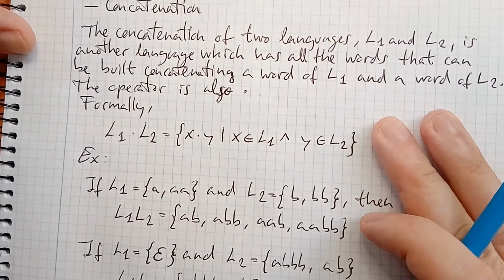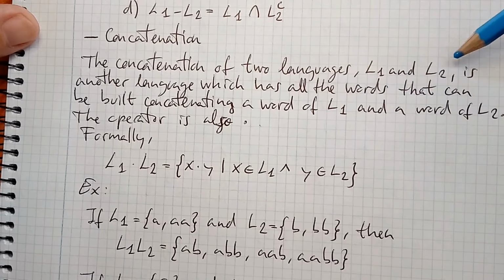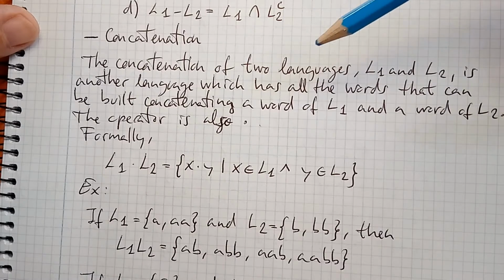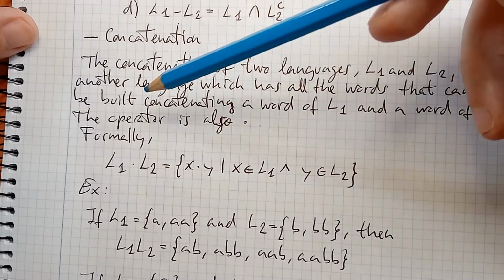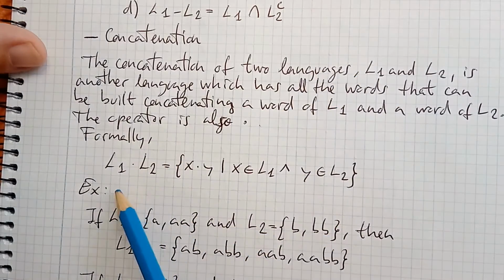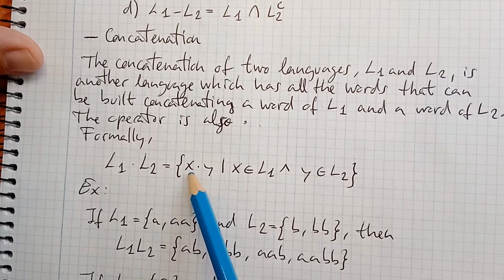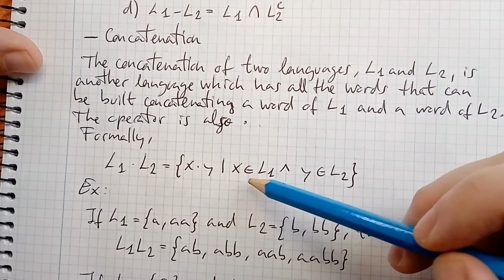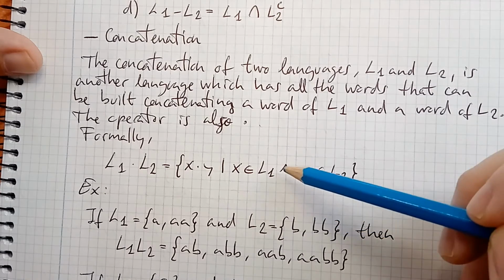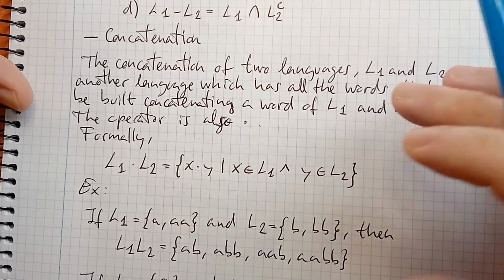Now, concatenation. The concatenation of two languages, L1 and L2, is another language which has all the words that can be built by concatenating a word of L1 and a word of L2. Formally, the definition is: L1 concatenated with L2 is the set of XY, where X belongs to L1 and Y belongs to L2.